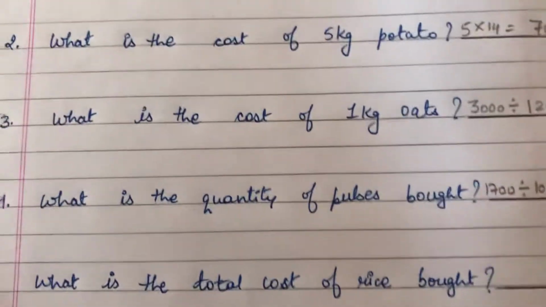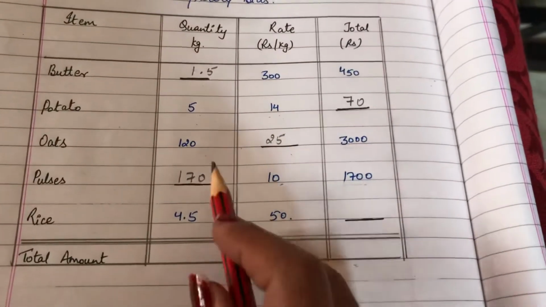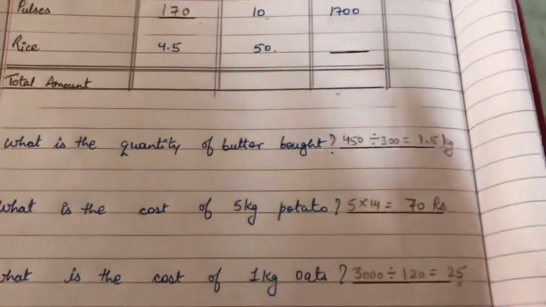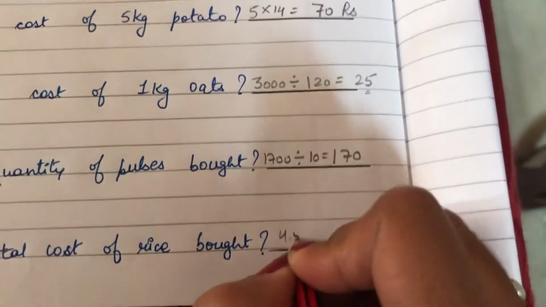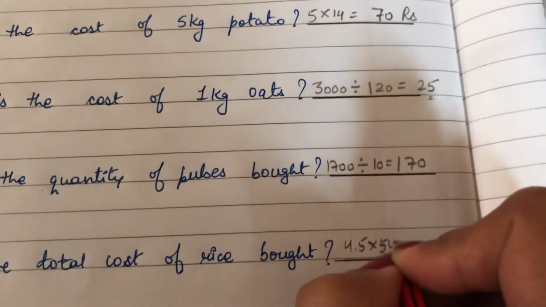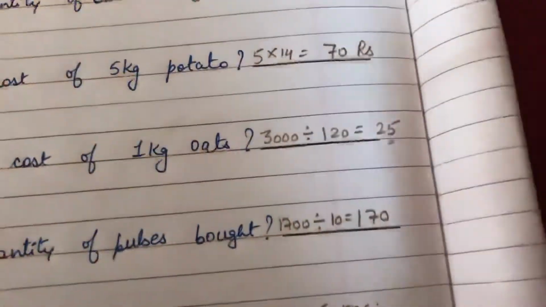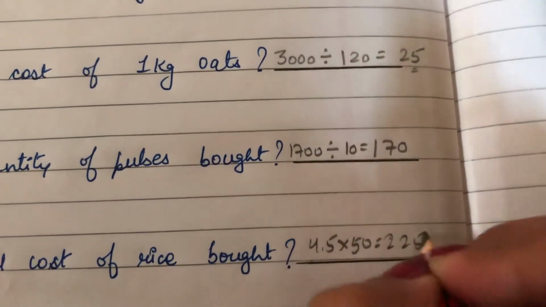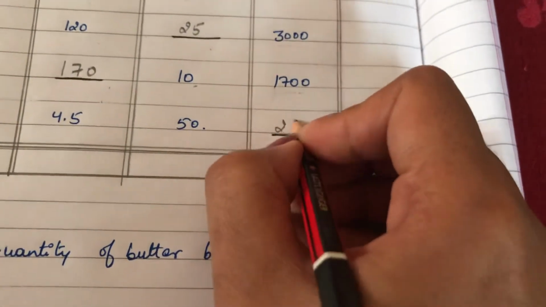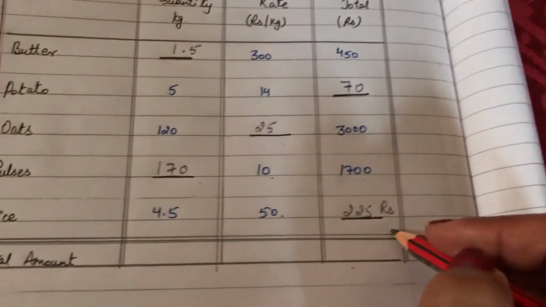The last question. What is the total cost of rice bought? Total cost of rice. The quantity is given, the rate is given. We have to find out the total. That is, we have to multiply 4.5 into 50. So the answer will be 225 rupees. Okay, so here 225 rupees. They all are given in rupees as you can see here.